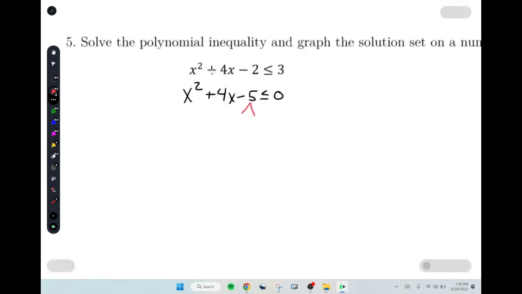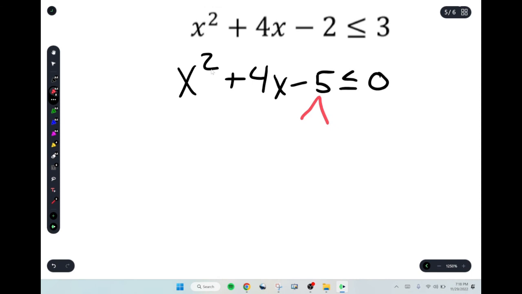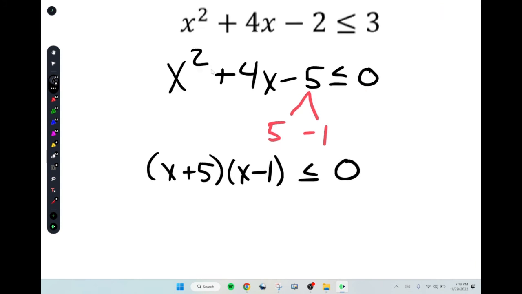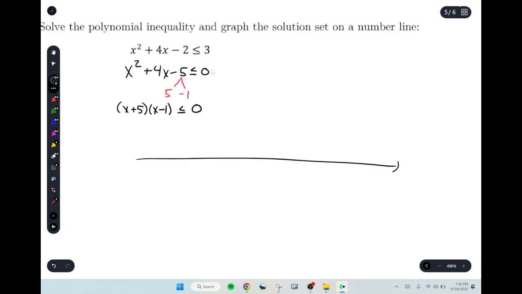5 breaks down into 5 and negative 1. Yes. 5, negative 1. X plus 5, x minus 1, less than or equal to 0. You're done. Hands off. We're going to go to the number line now. We're hopping over to this number line and we're drawing it, and we're plotting a point at whatever zeros we saw.